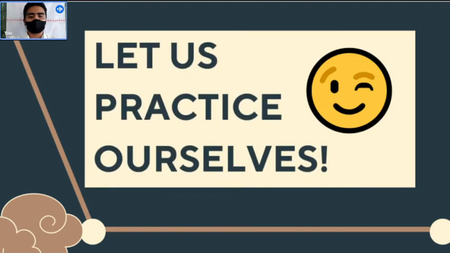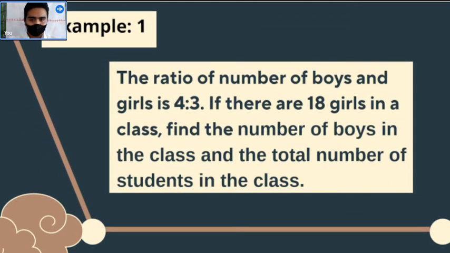Let's practice. Alright. So, example number 1. This is a problem solving already. Example number 1: the ratio of the number of boys and girls. The ratio, boys and girls. What is our first term? Boys. Our second term is girls.